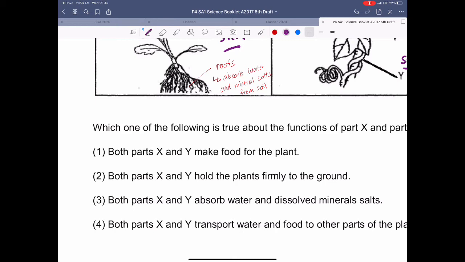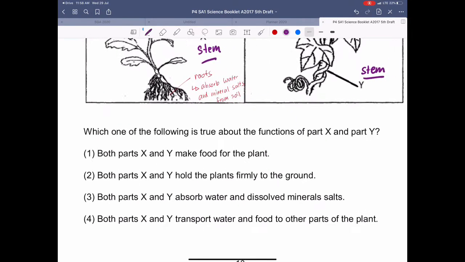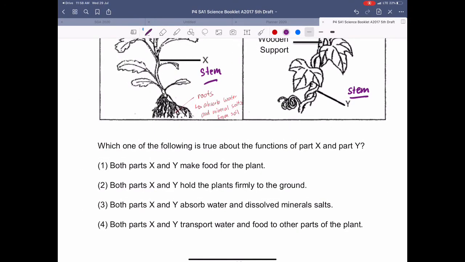In certain plants, for example the cactus, the stem is what color? Green. The stem of a cactus is green because the plant is specially adapted in such a way that a lot of the chloroplast is in the stem. So in this case, we always go for the main function. The main function of the stem is not to make food. So therefore it's wrong.